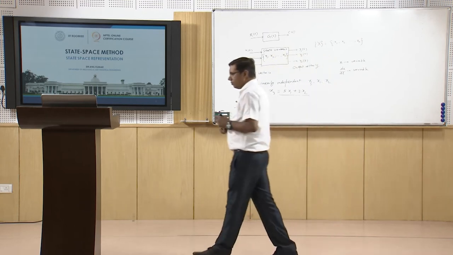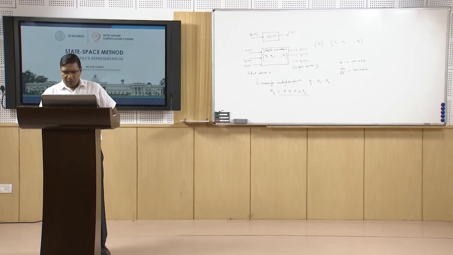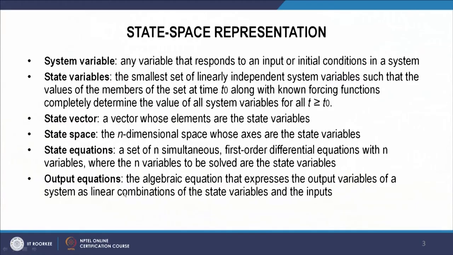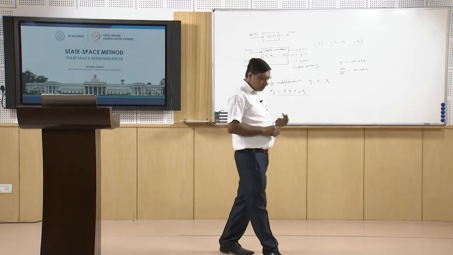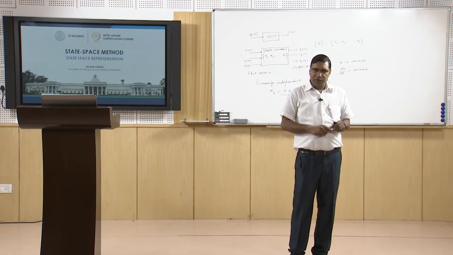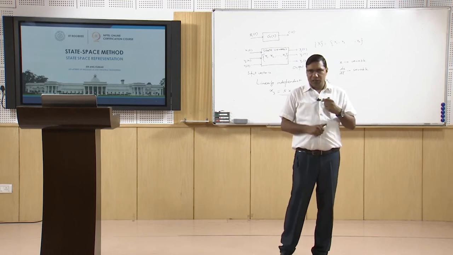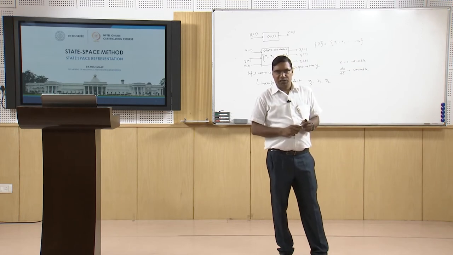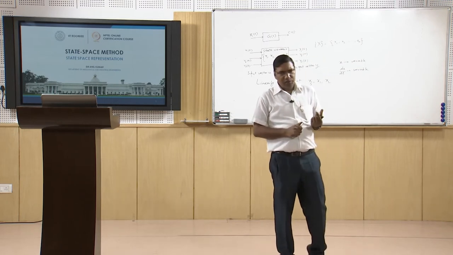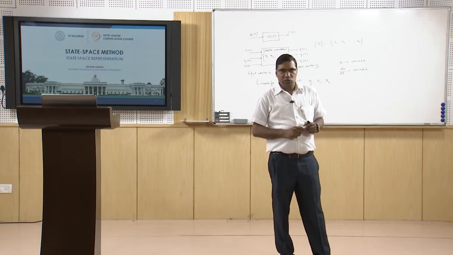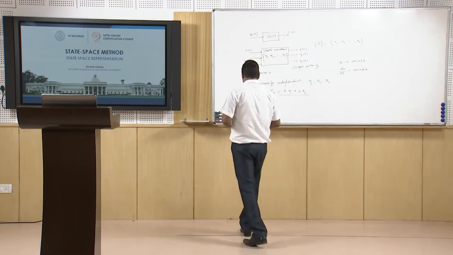Then the output equations. Output equations are the algebraic equations that express the output variables of a system as a linear combination of the state variables and the inputs. Here we will discuss in more detail these state equations and output equations, because these are the modeling equations of a system. We model a system in state space using these two equations. So we will discuss more about these equations.